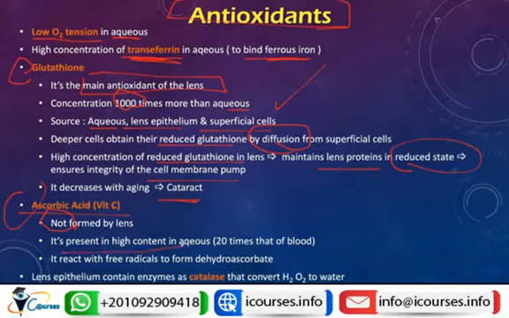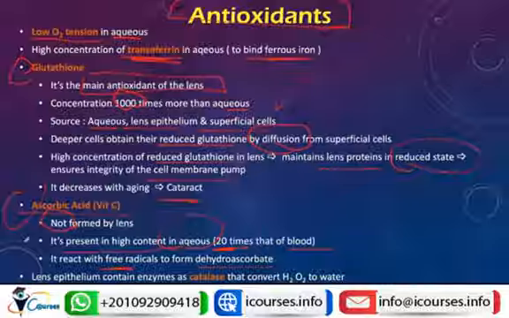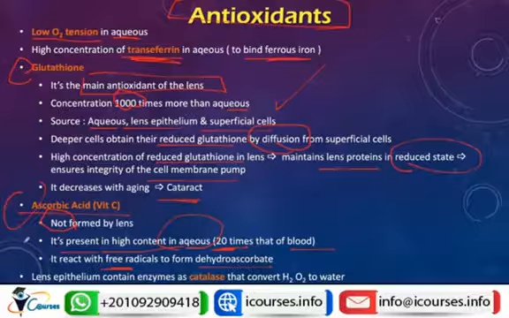So it is present in high content in the aqueous, about 20 times that of the blood, so that it will react with the free radicals to form dihydroascorbate. This is the main function of the ascorbic acid. Also, the lens epithelium has some enzymes like catalase that will convert hydrogen peroxide, which is one of the free radicals that cause oxidative damage, into water.